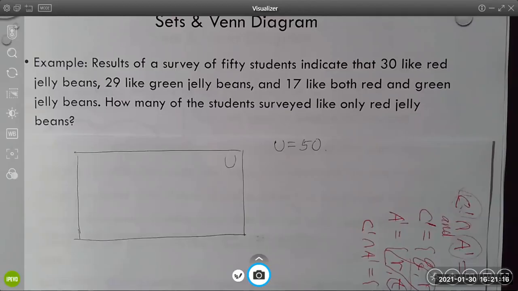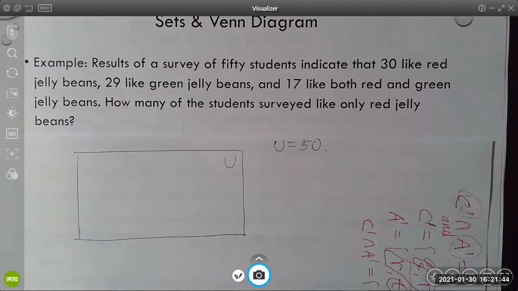Now, if you read it, we have 50 students. When they answer this question, which kind of jelly bean do you like? Basically, there's 2 different kinds of jelly beans. One is red, one is green. We'll separate these 50 students into different groups. For example, some people only like red ones. Some people only like green ones. Some people may like both, right? Other people may like neither of these, right?